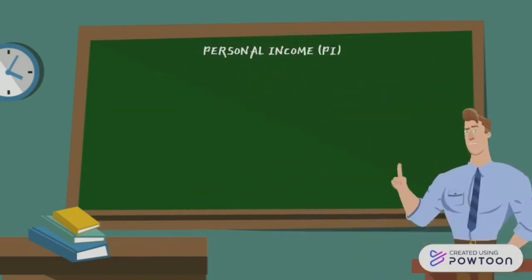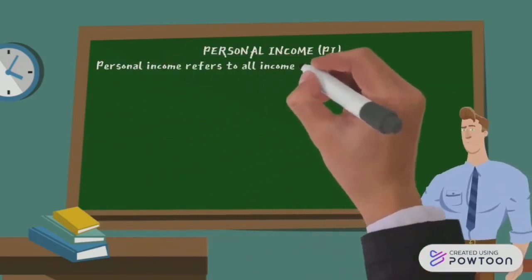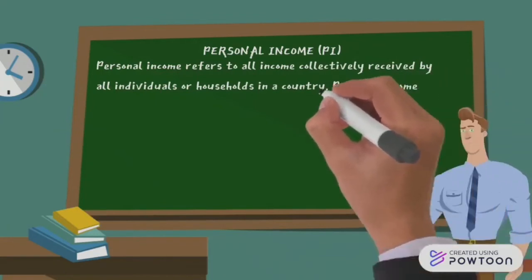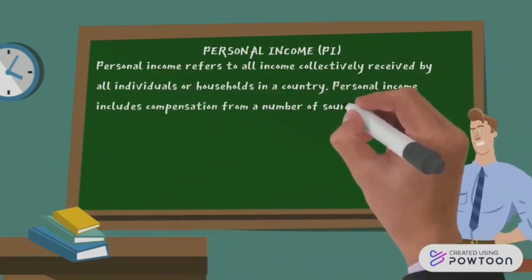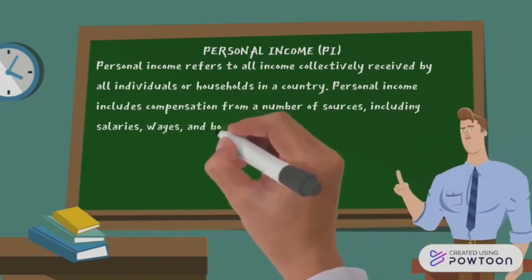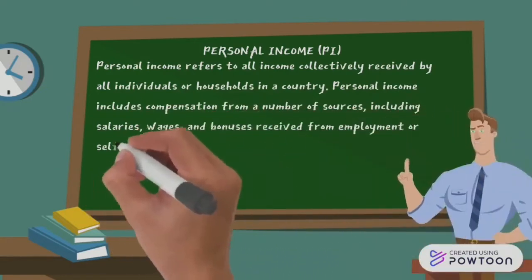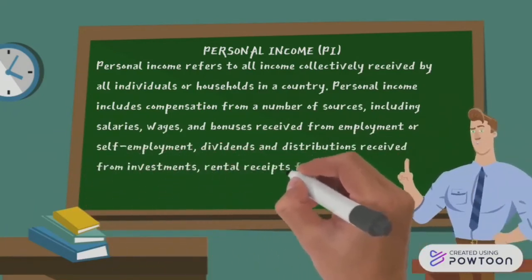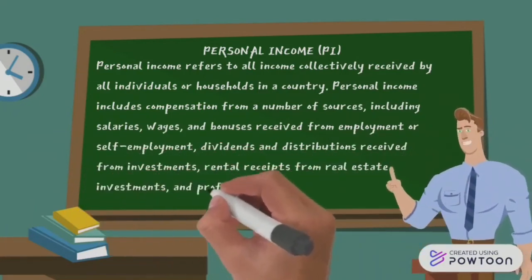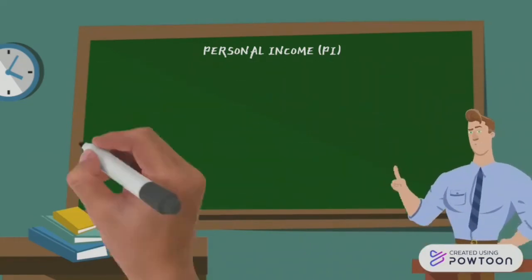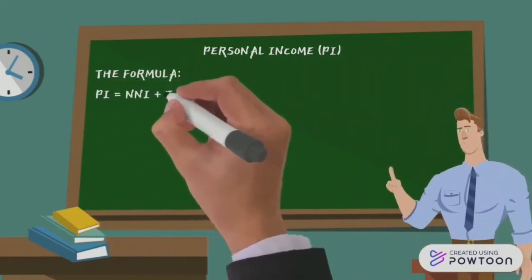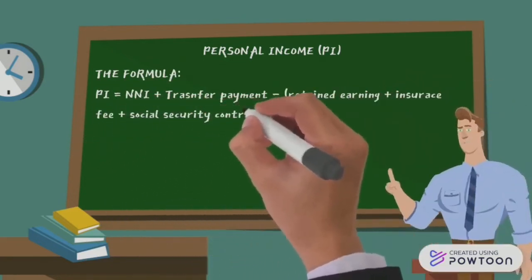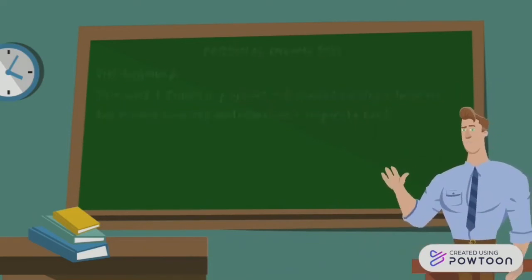Personal income or PI. Personal income refers to all income collectively received by all individuals or households in a country. Personal income includes compensation from a number of sources, including salaries, wages, and bonuses received from employment or self-employment, dividends and distributions received from investment, rental received from real estate investment, and profit sharing from business. The formula: NNI plus transfer payment minus retained earnings plus insurance fee plus social security contribution plus corporate tax.